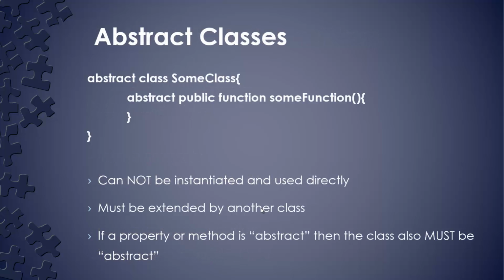So abstract classes, these are classes that are used as a base. They can't be instantiated. You just use them to extend other classes. If a property or method is abstract, then the class also must be set as abstract. So this method here is abstract, so the class has to be as well.